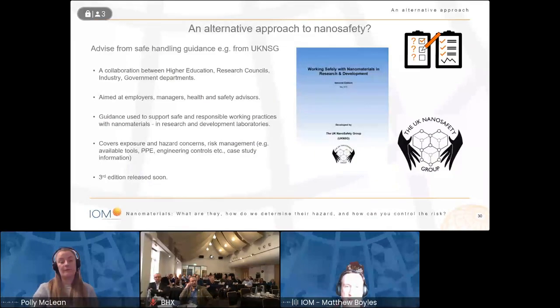And it covers a wide range of aspects, including largely what the official guidance gives, where you're looking at hazard concerns and exposure concerns. It looks at risk management methods, including different tools that can be applied and PPE that's required and engineering controls that are suggested. And it's also supplemented with case study information related to certain perhaps high risk or high production nanomaterials. So there's been 2 additions to this. The third one's coming out shortly.